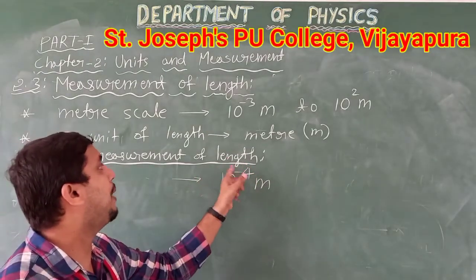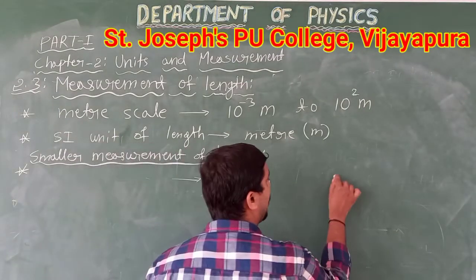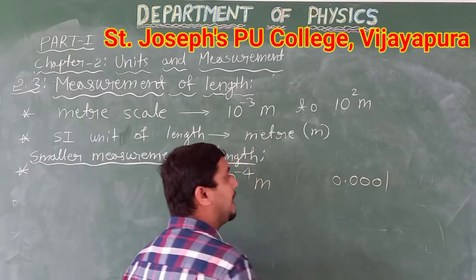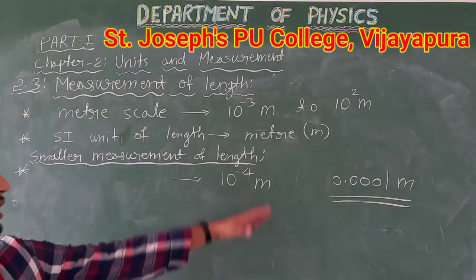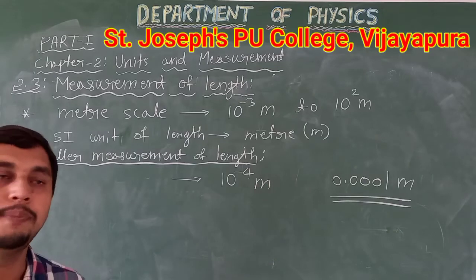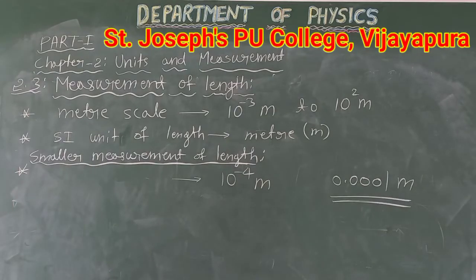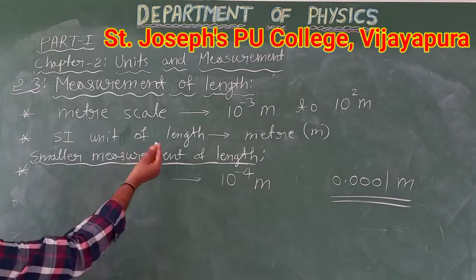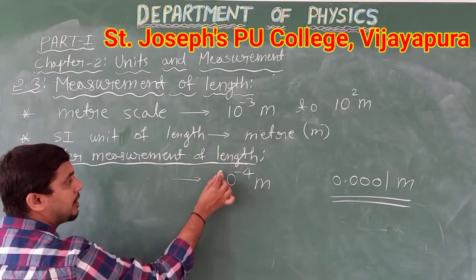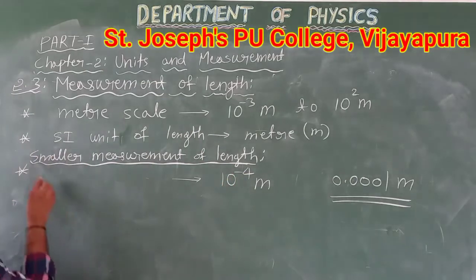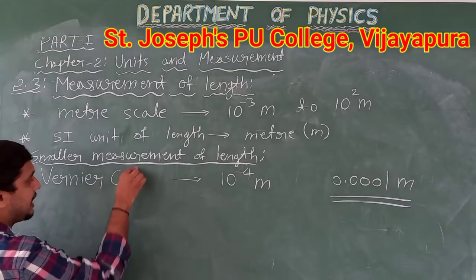Because the power is minus, 10 to the power of minus 4 meter, the order of measurement, that is 0.0001 meter, like that, the smaller measurement. For example, 1 into 10 to the power of minus 4, 2 into 10 to the power of minus 4, like that. So for this measurement, we'll go for another device. It is not possible by using a meter scale. If the length is of the order of 10 to the power of minus 4, we'll go for another device, that is vernier caliper.